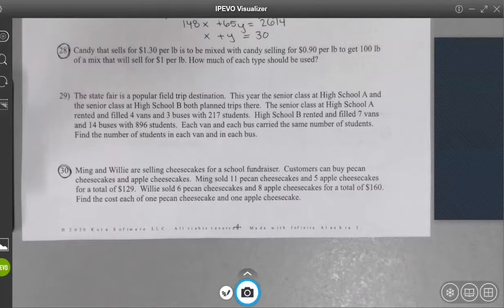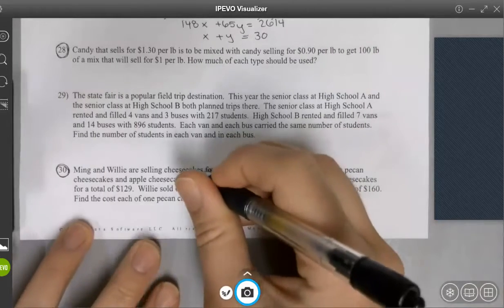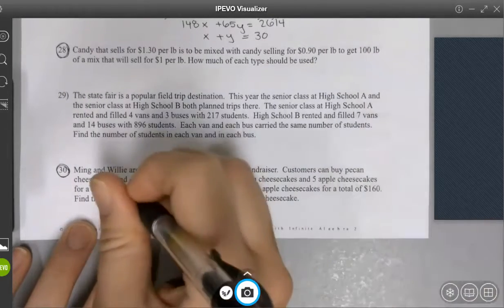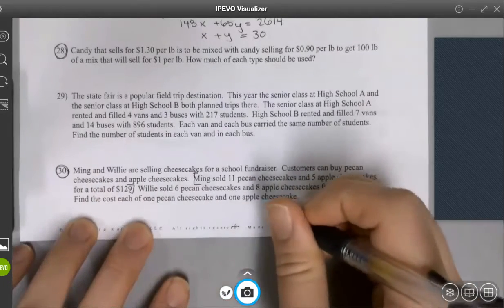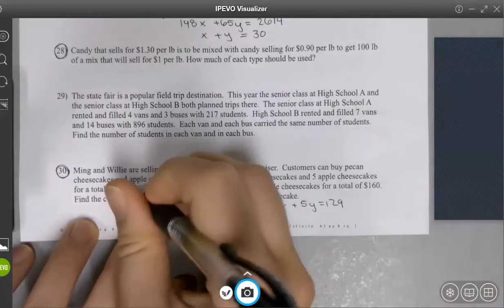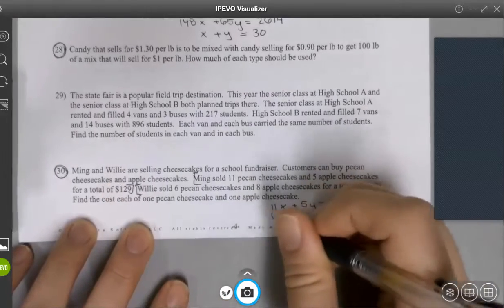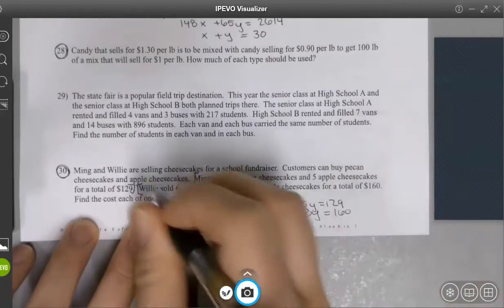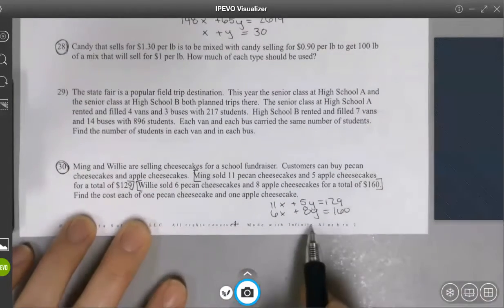Yeah, it's just like 25. It's just giving me different words, really, but the setup is going to be the same. So it gives me Ming sold 11 pecan cheesecakes and 5 apple for 129. So there's an equation: 11x plus 5y is 129. And Willie sold 6x, 8y, total of 160. Okay, there's the other equation.